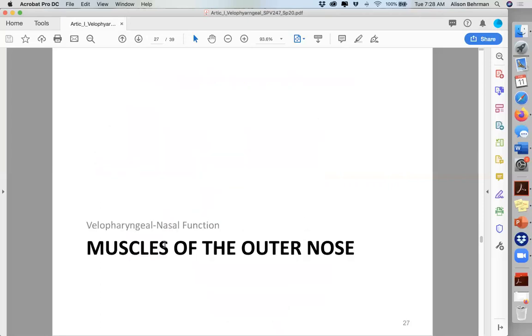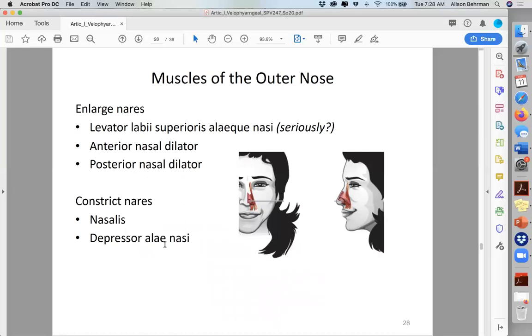All right, slide 27. Let's look at the muscles of the outer nose. There are 3 muscles that enlarge the nostrils and 2 muscles that constrict the nostrils. Learn these muscle names and their function. The first muscle, you may be interested in knowing, has the longest name of any muscle in any animal. I know it's really horrible, guys. I don't pick these. And again, I'm not going to ask you to identify these muscles. Just know that these three enlarge the nares and these three constrict the nares.